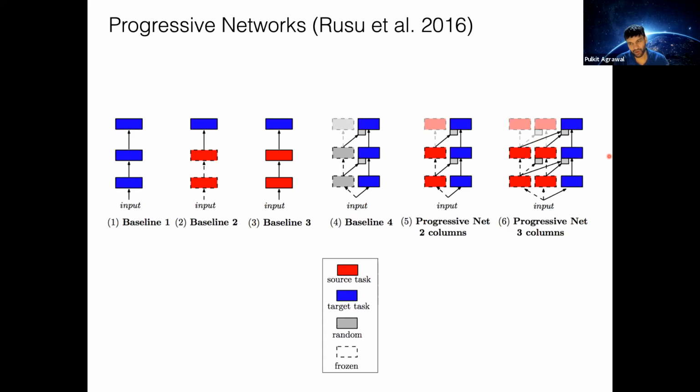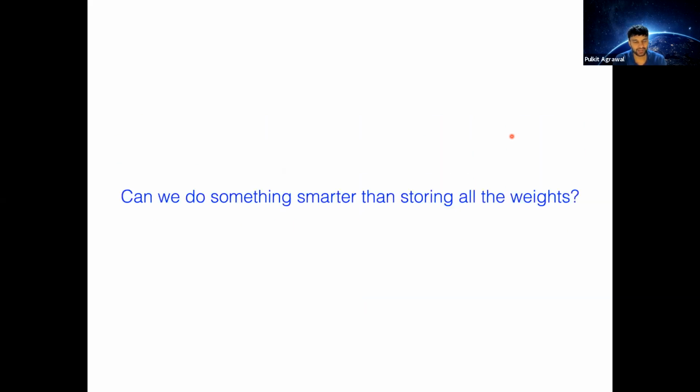And what is forward transfer? Forward transfer is when my current tasks are helpful in future tasks, right? So progressive networks is able to achieve forward transfer and overcome catastrophic forgetting. What it is not able to do is backward transfer, and we do need to store weights for each task, which could be challenging in some scenarios. And what we're going to look at in the next small section is, can we do something smarter than storing all the weights?